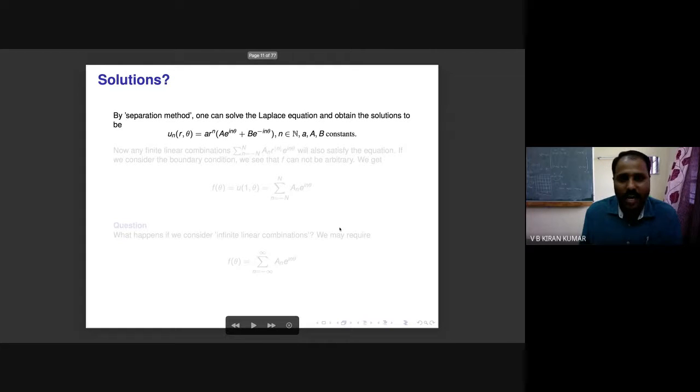Now again, by something called the variable separable method, one can solve the Laplace equation and obtain the solutions to be this one.